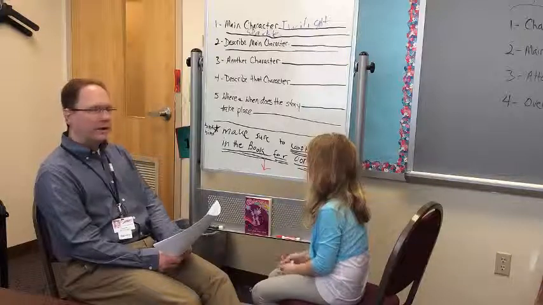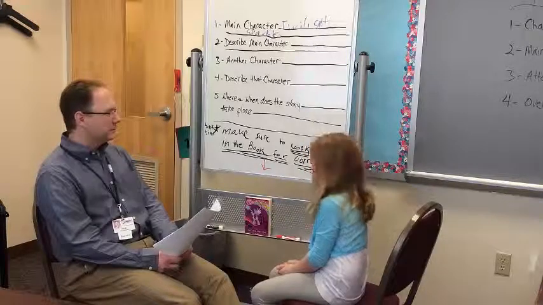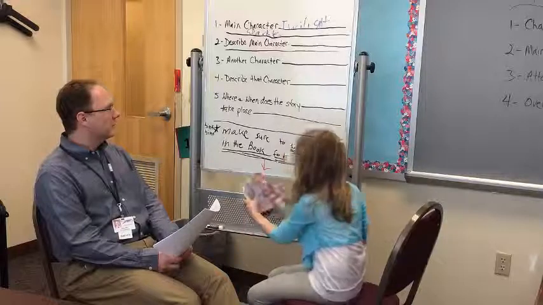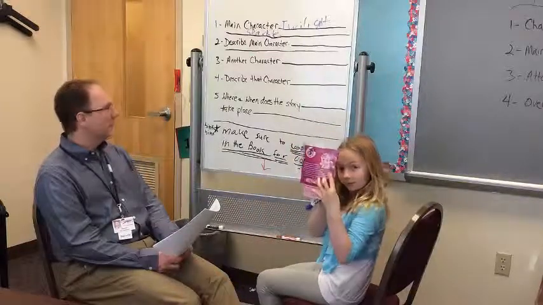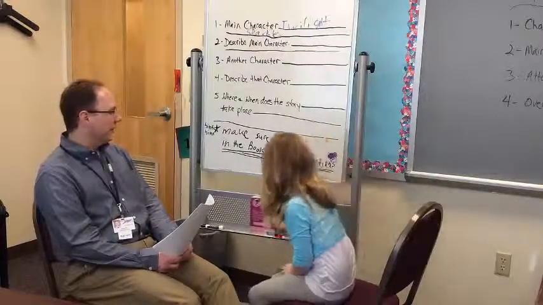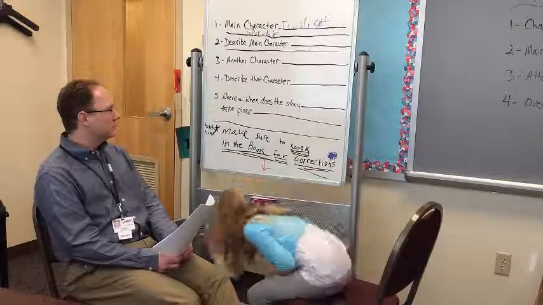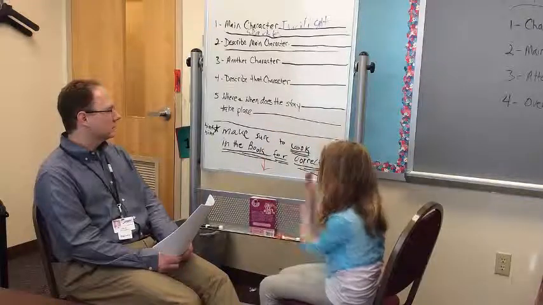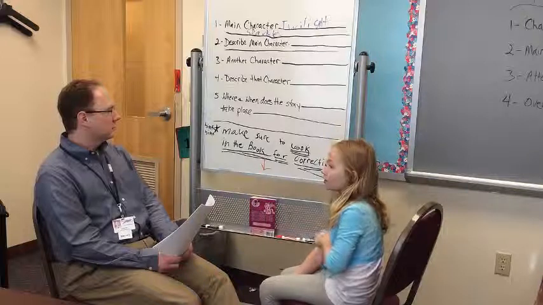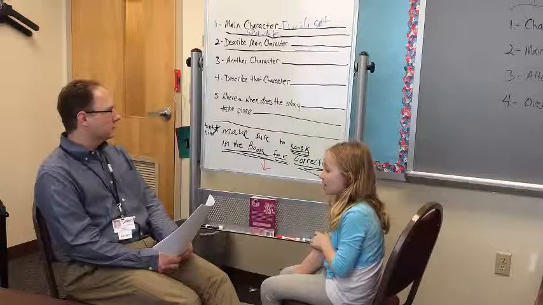Who's another character in the story? Princess Cadence. This is Princess Cadence. Okay. And describe Princess Cadence to me. She is a princess. She is trustworthy. And she's just like Twilight. She likes to find out answers.